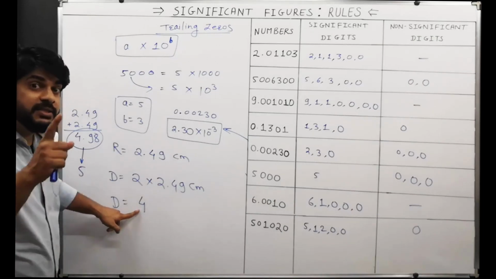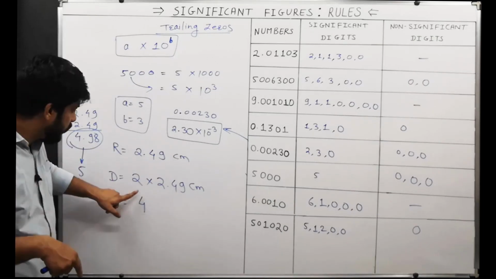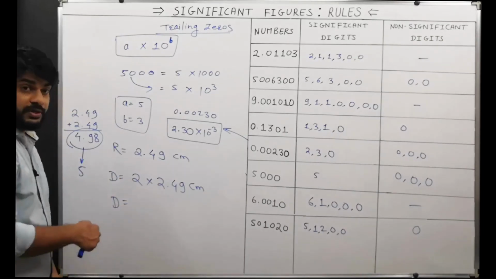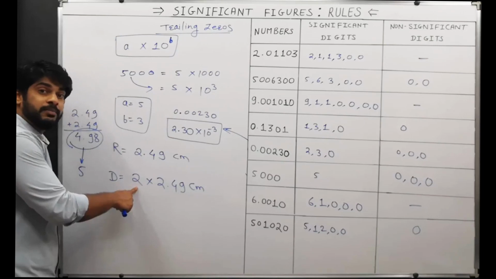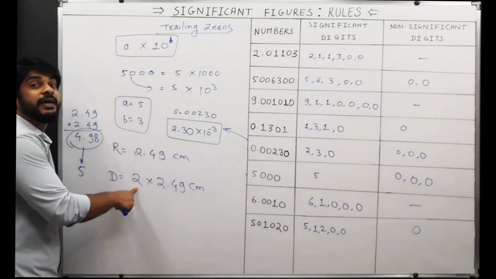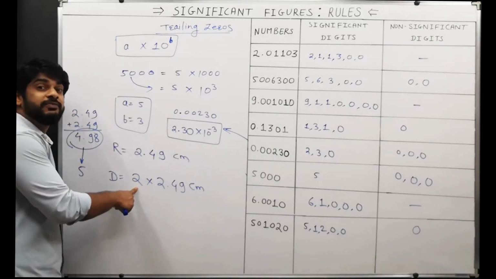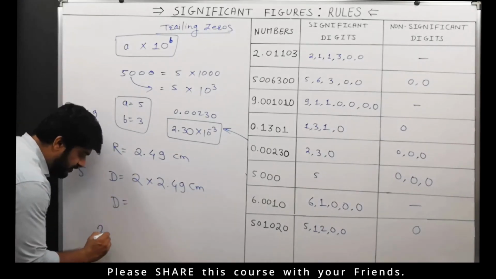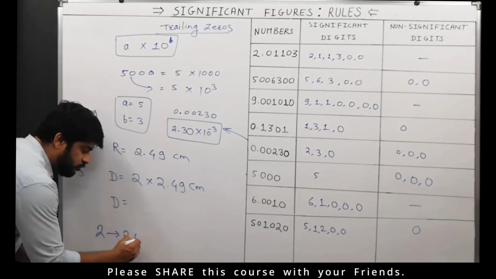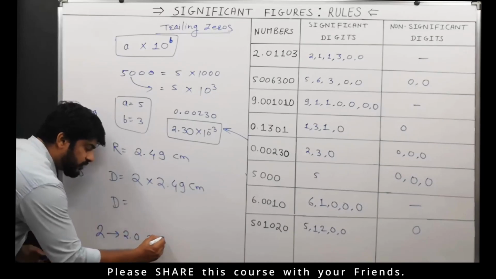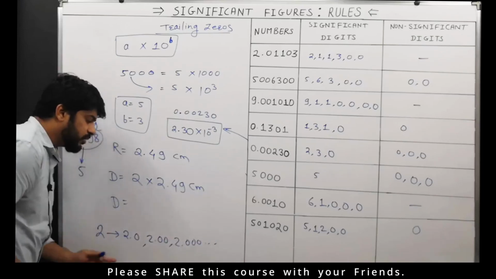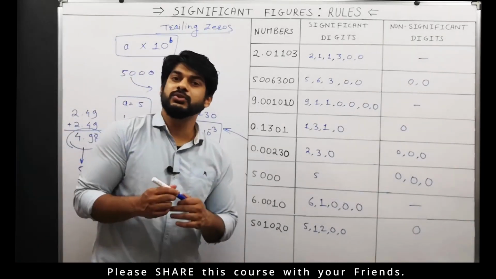So that is the reason what we do is we consider the exact number to be having infinite number of significant figures. So we can write this exact number as 2.0, 2.00, 2.000, or you can just increase the zeros.